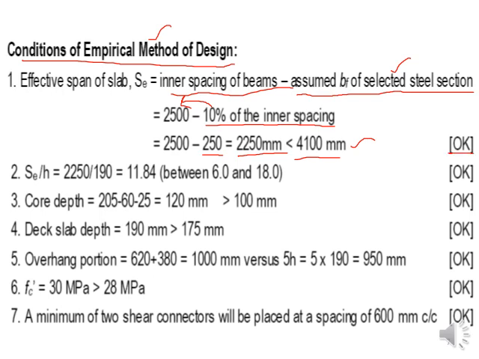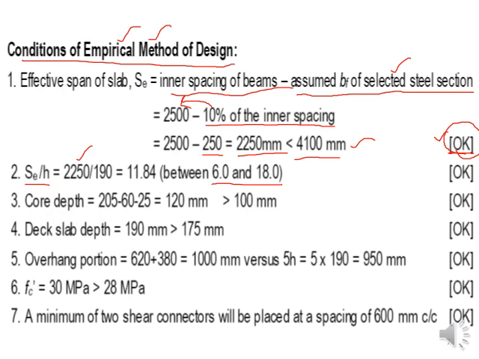Once you design your bridge deck by following the empirical method, first of all you have to list all of the conditions for the empirical method, and you have to satisfy all of these equations by placing this OK. That is very important. So this condition is OK, and only then can you move ahead to the second condition. The span to depth ratio should be between 6 and 18, so you again have to satisfy this.